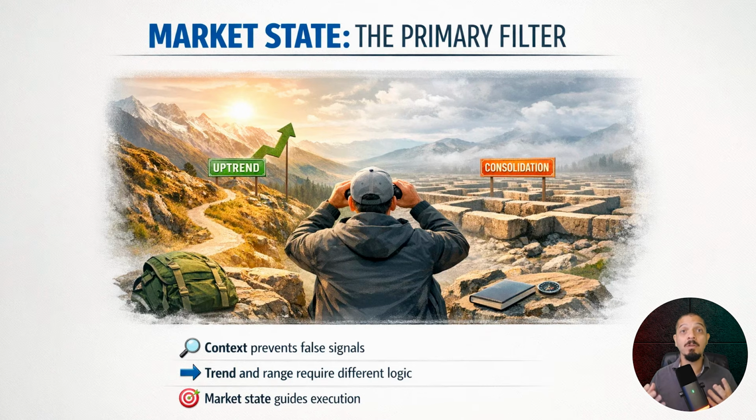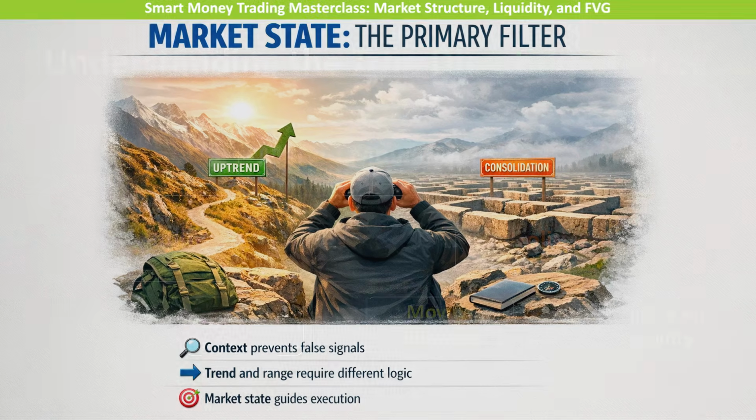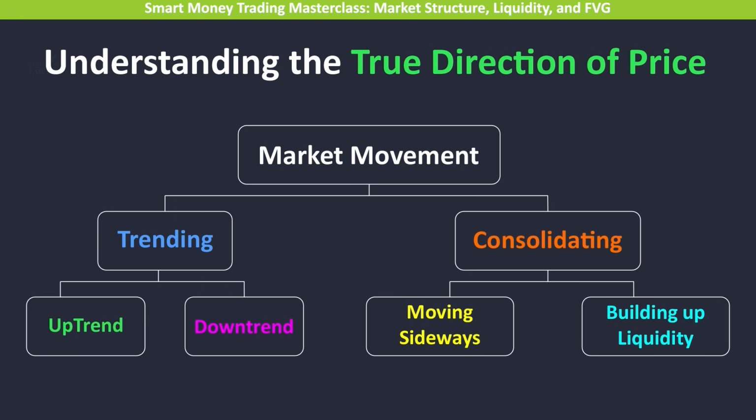The first step in reading trend direction within market structure is identifying whether price is trending or moving sideways. Price usually behaves in only two broad ways, either advancing in a clear upward or downward trend, or pausing in a consolidation zone where it moves sideways and gathers liquidity. These pauses are a normal part of price delivery.